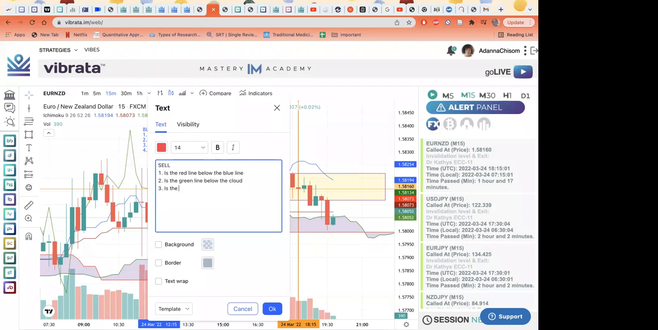Is the cloud ahead red on top? For a buy, is the cloud ahead green on top? So just opposite. And then the fourth one, which is not really so important, but you want to pay attention to that. It might help. Are the candles below the cloud?